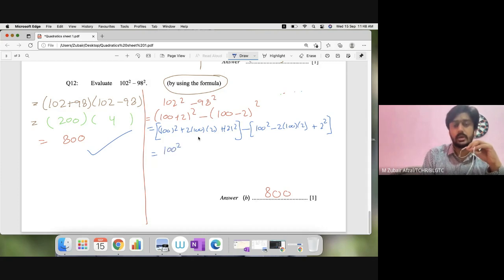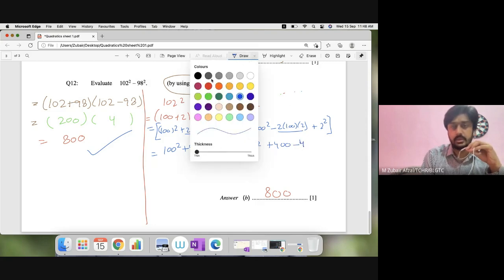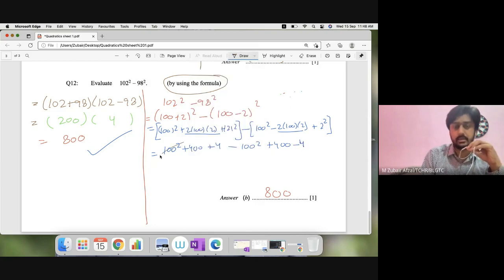So 100 square, and this is 400 plus 4, and that is minus 100 square. Again, this was 400 and minus plus 400, and that is minus 4. And when we see those as same, may I cancel out this positive 100 square with negative? Yes. And this positive 4 with negative, and the answer is again 800.